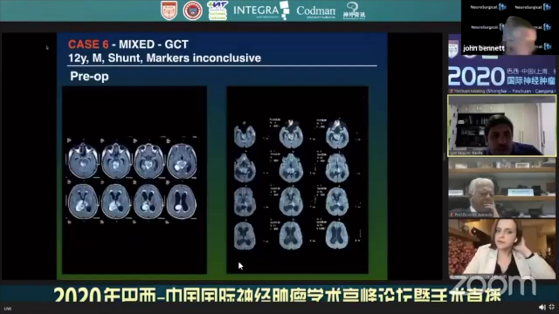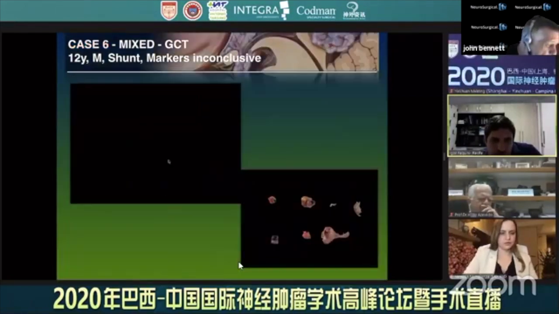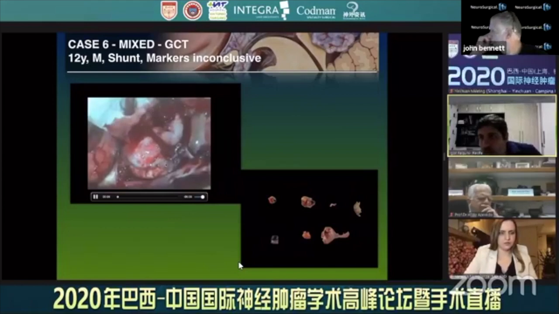This is a very interesting case, a 12-year-old male. Inconclusive markers. So the markers were positive, but they weren't high enough. So here we can see there is a heterogeneous lesion that comes from the pineal region and goes laterally to the atrium. So in this case, we opted for performing a subtotal resection with the pathologist in the OR.